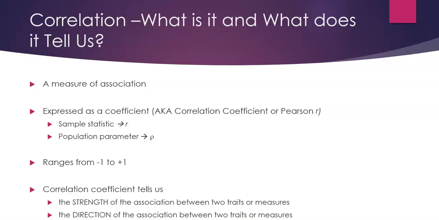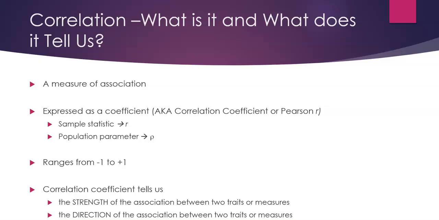So what is a correlation? Well, a correlation is essentially a measure of association, not surprising. The association between two variables is expressed as a coefficient, and that is often referred to as a correlation coefficient. Another thing you might hear it referred to as is Pearson R. And in fact, when we run our analyses on SPSS, that's how it's going to be referred to, as an R or a Pearson R. The sample statistic is represented by the small letter r, whereas the population parameter is represented by the Greek letter rho. And that's most important if you're doing hand calculations.